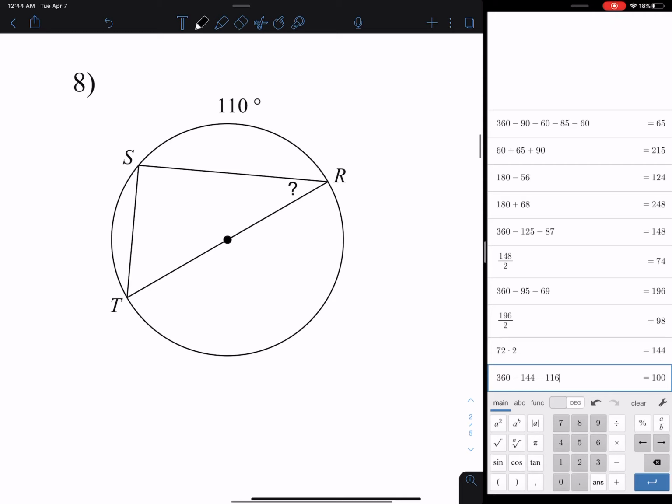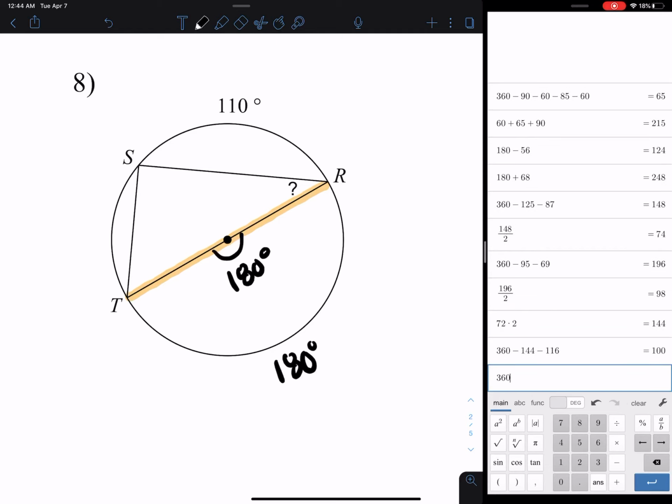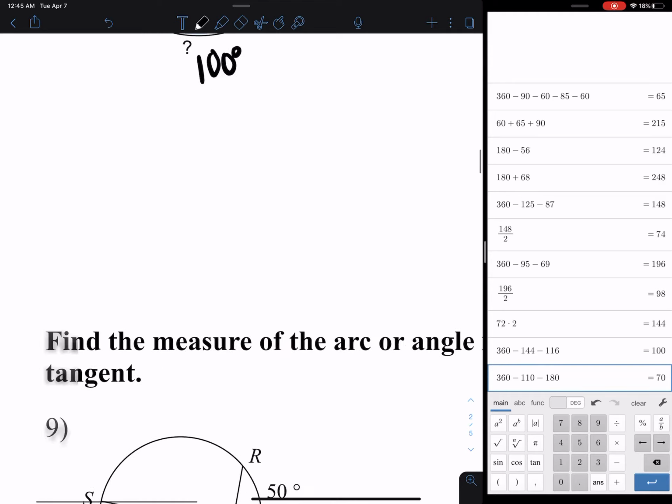The next one, this is a diameter. So that tells us that this angle is 180 degrees, which means that the arc measure is 180 degrees. So we just need to take 360 minus 110 minus 180. That tells us that this arc right here is 70 degrees. But it's asking us to find the inscribed angle for that arc. So we just divide that in half, which means that this angle is 35 degrees. And that's it for our inscribed angles section.